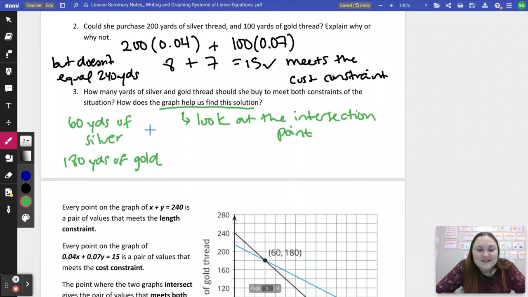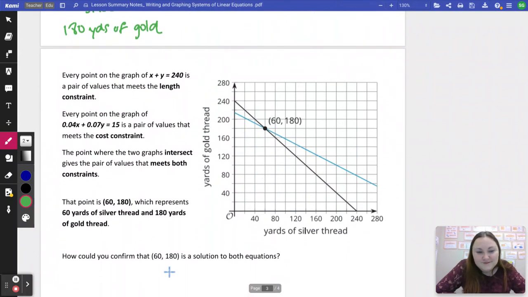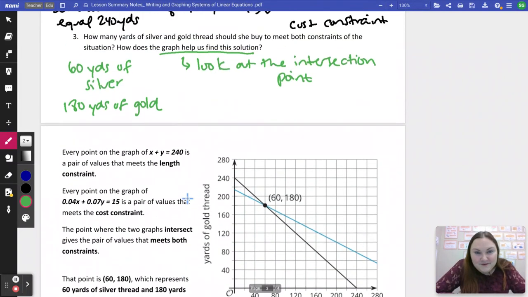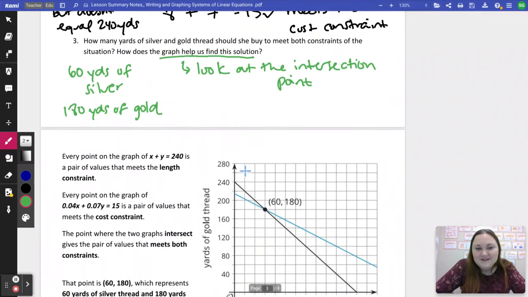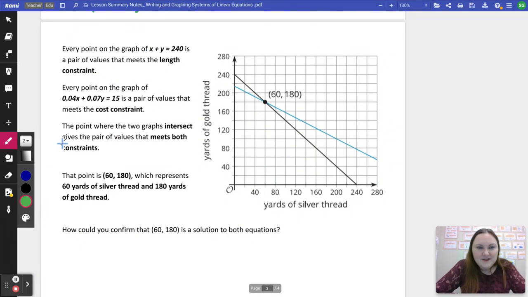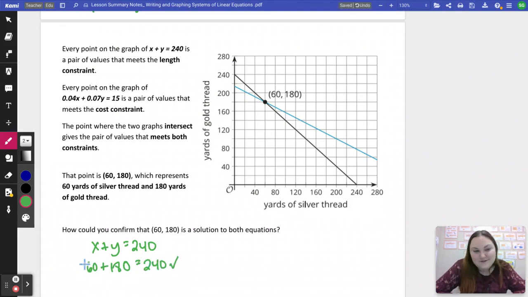Now there's one last question to this. And that last question is, how could you confirm 60, 180 is the solution to both equations? Well, it's similar to what we were doing earlier up here, where we did the math. You can substitute that pair of numbers into both of your equations. So we've got the equations over here. x plus y equals 240. That's representing that length constraint. So if I take x plus y equals 240 and substitute 60 and 180 into that equation, I see that it works out. It's a solution to that equation, or we say it satisfies the equation.